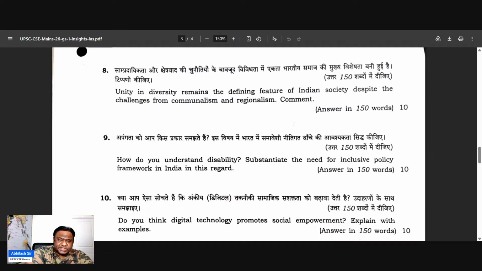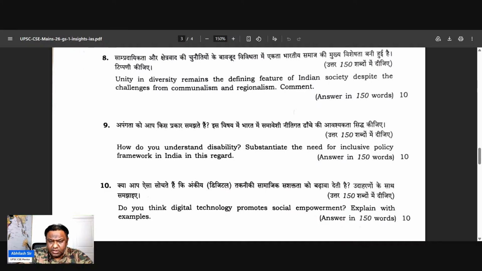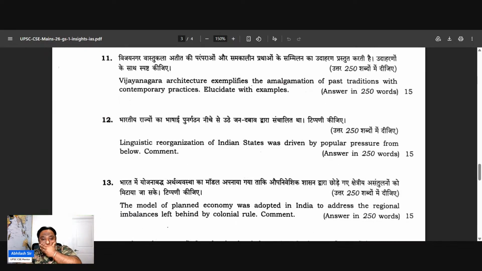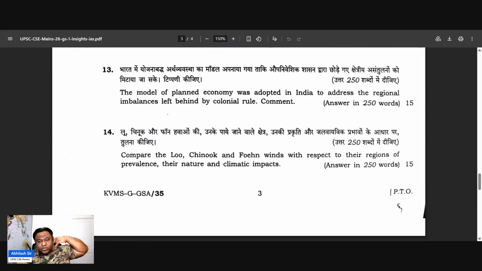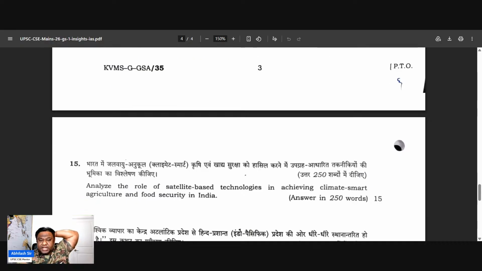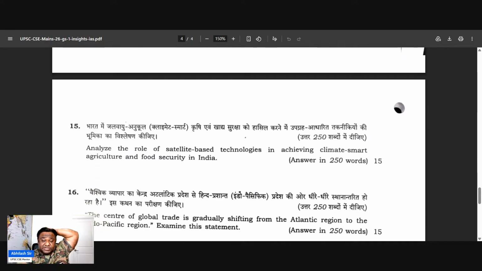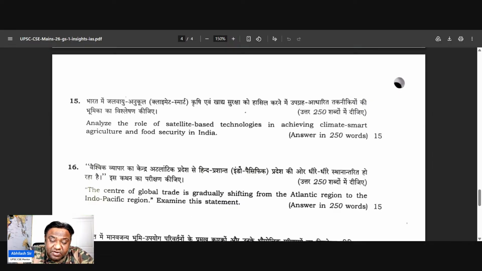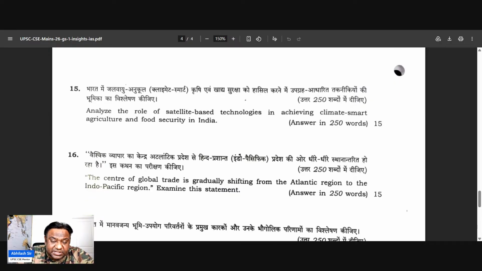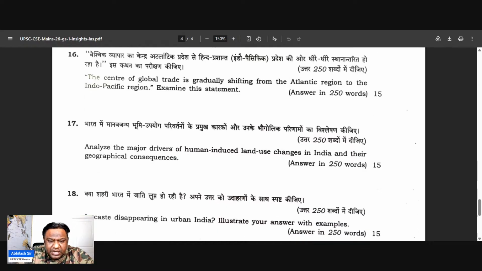So with this, the first 10 questions are over. The next 11th question was about Vijayanagara architecture. 12th question is about linguistic reorganization of Indian states. 13th question is the model of planned economy. And 14th question was comparing the Loo, Chinook, foreign winds, local wind का knowledge होना बहुत जरूरी। 15th question is analyze the role of satellite space technologies. 16th question, the center of global trade is gradually shifting from Atlantic region to the Indo-Pacific region. Okay, now people will talk about this for 10 minutes later.